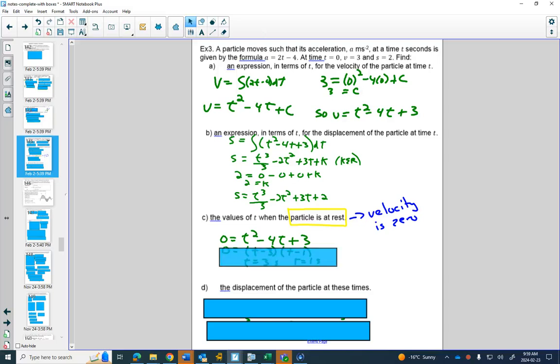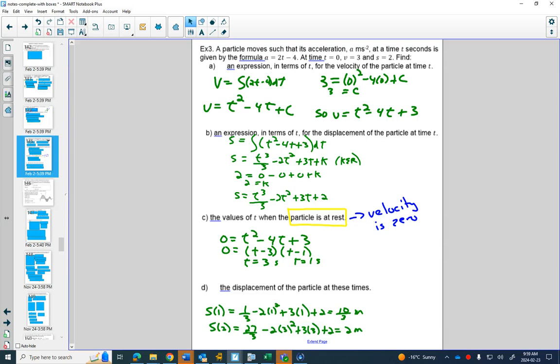And then factoring that and solving it gives you 2 answers, 3 seconds and 1 second. And then you plug those back into your displacement equation to find your actual displacement.